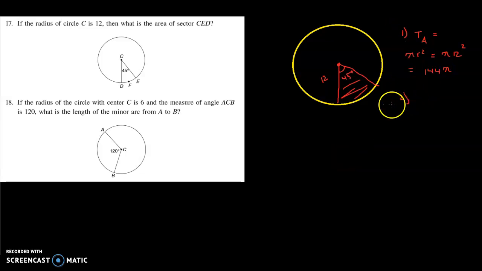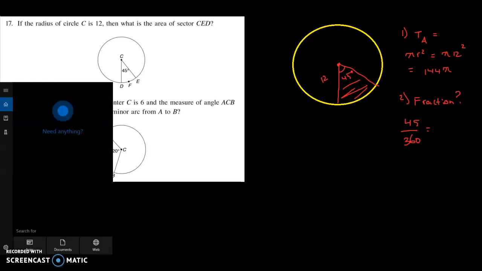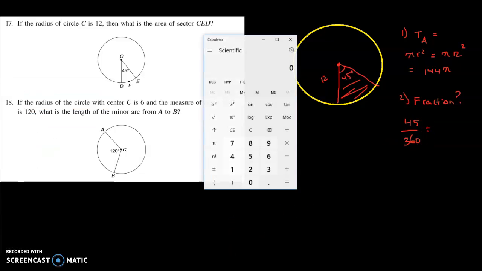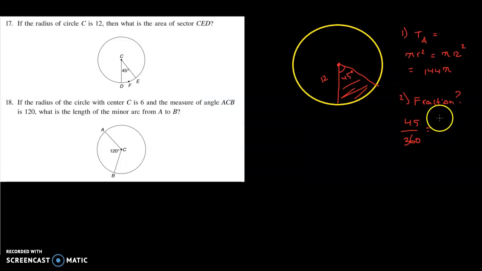Then, step two, what fraction of the whole thing are we dealing with? Well, it's 45 degrees out of a total of 360 degrees. I suppose we could simplify that a little bit. I know we can divide both sides by 5. Actually, I'm wasting time. As an exercise for the viewer, you simplify that, whatever that might be.